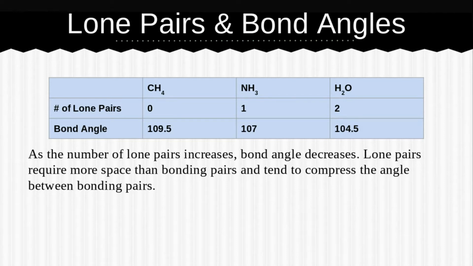And so the more lone pairs we have on an atom, the smaller our bond angle becomes. Lone pairs require a lot more space than a bond, and so it compresses the angle between the bonding pairs.